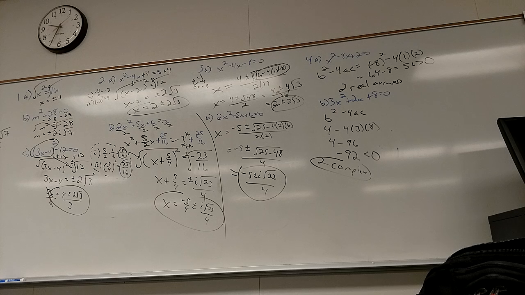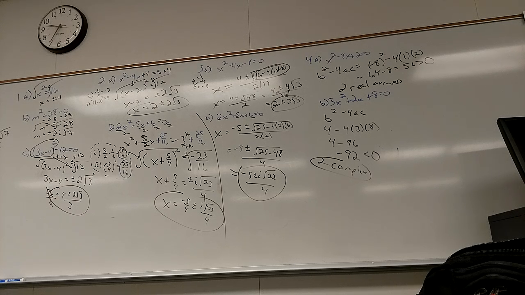So if you get 0 in the square root, here's an example of that. X squared minus 8x plus 16. So b squared minus 4 times a times c. Negative 8 squared is 64. What's 4 times 16? 64. So I get 0. So sure enough, this thing would have one real answer.